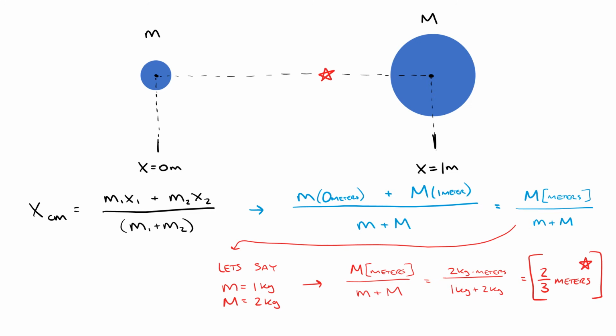That shows that we have a center of mass 2 over 3, and that would be meters. 2/3 of a meter to the right. So that means we have the center of mass right about here.